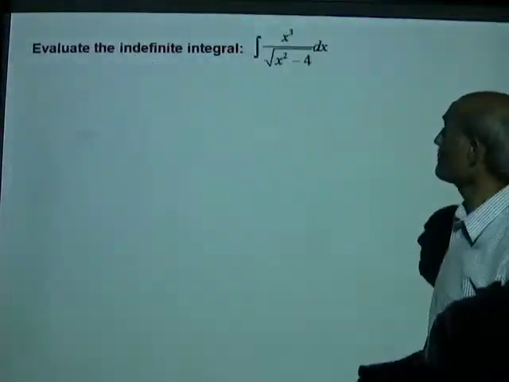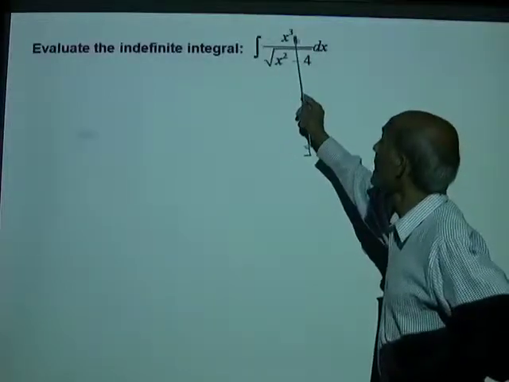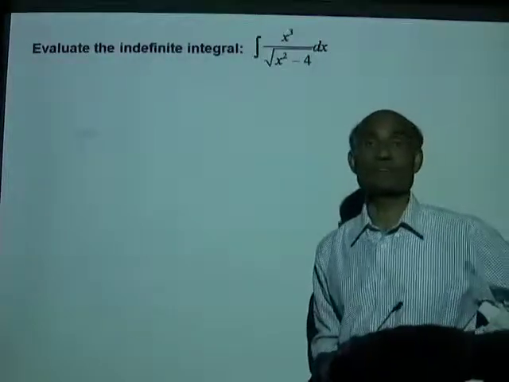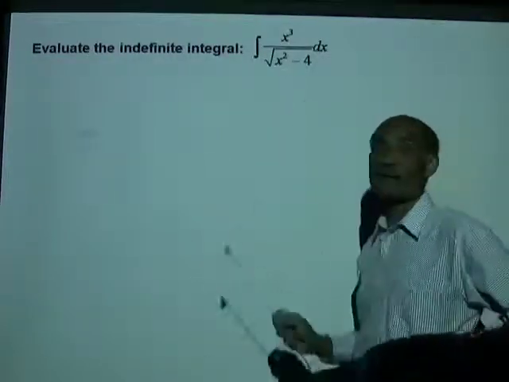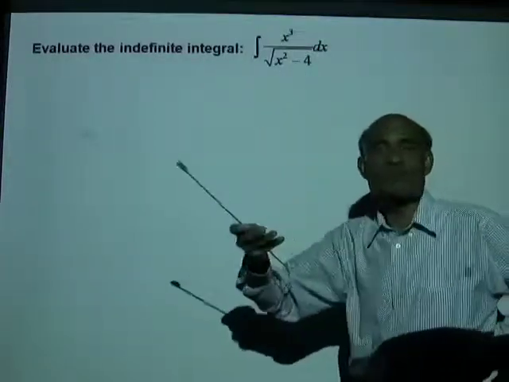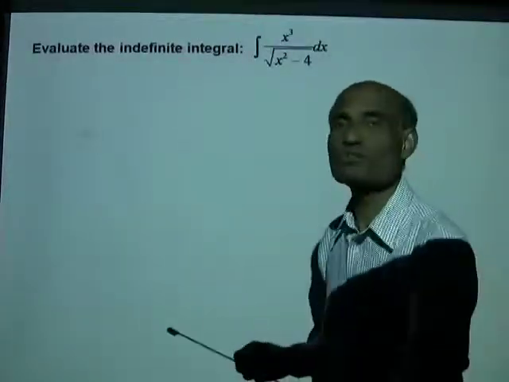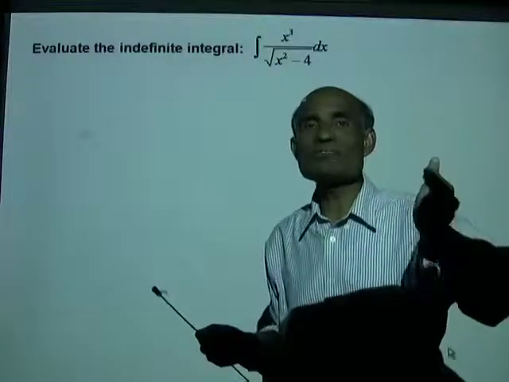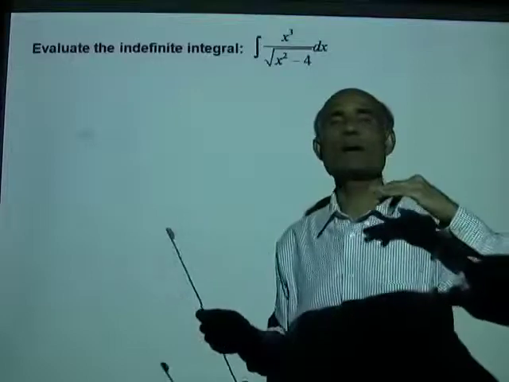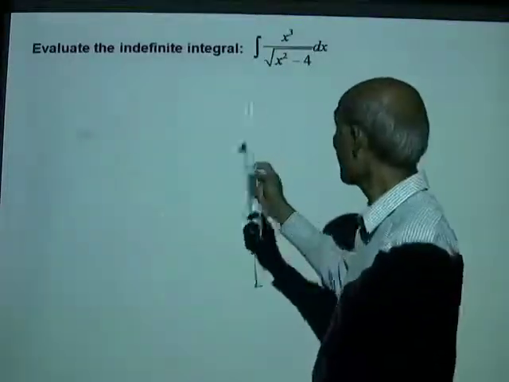Okay, let's do another one. Evaluate the indefinite integral of x cubed over square root of x squared minus 4 dx. Alright, I want you to look at the square root quantity. That is what is going to give you the clue. What form is this? I have given you 3 forms: square root of a squared minus u squared, square root of u squared minus a squared, and square root of a squared plus u squared. Which form is this?